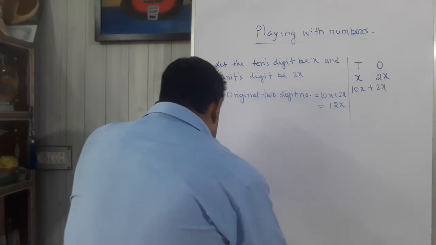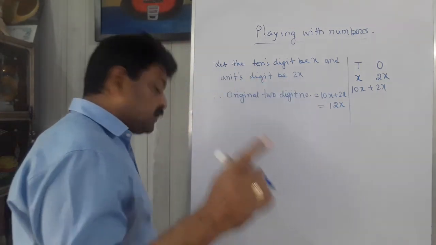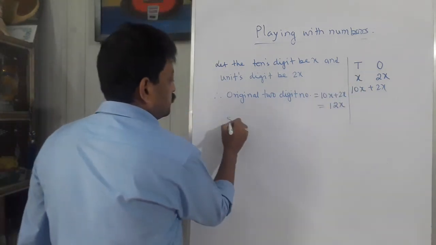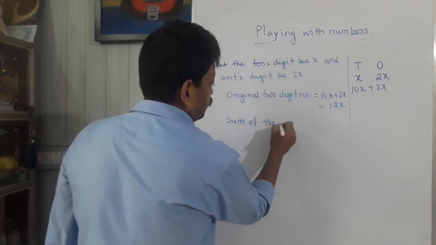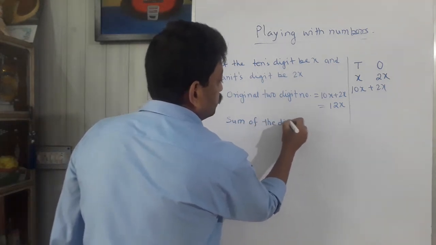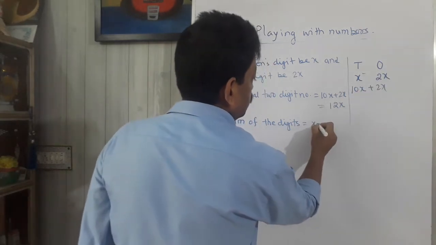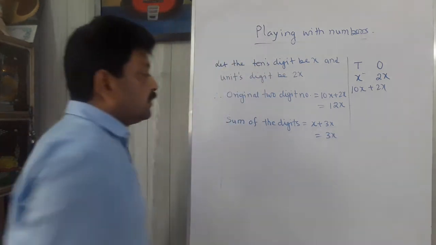Now the second condition says the number exceeds the sum of the digits by 18. So what is the sum of the digits? Sum of the digits equals x plus 2x, or we can say it is 3x. Sum of the digits is 3x.